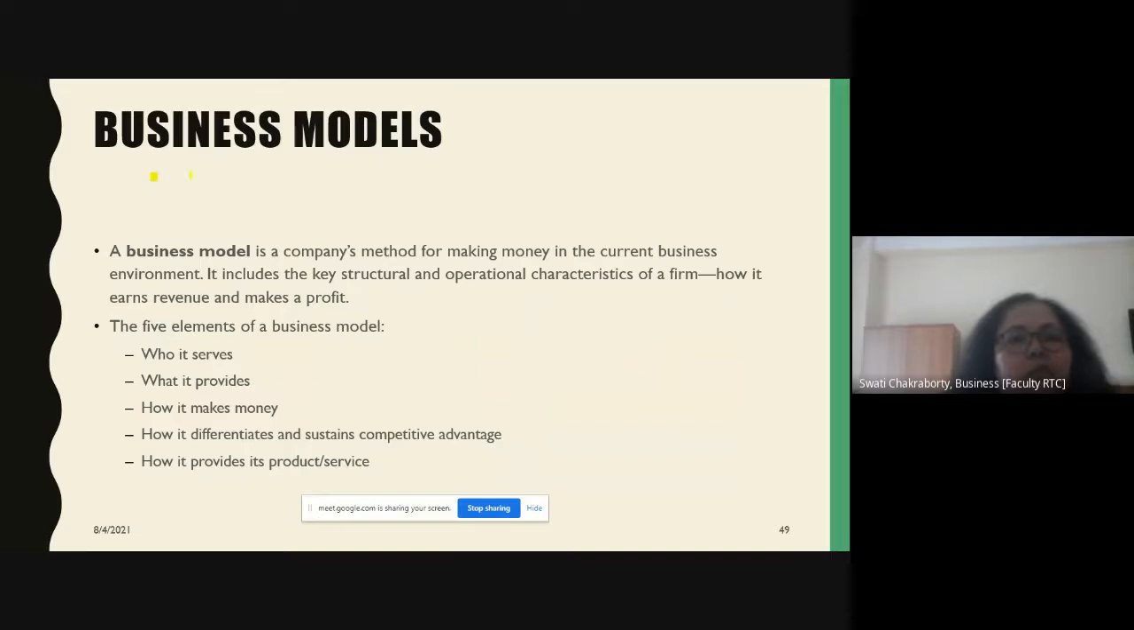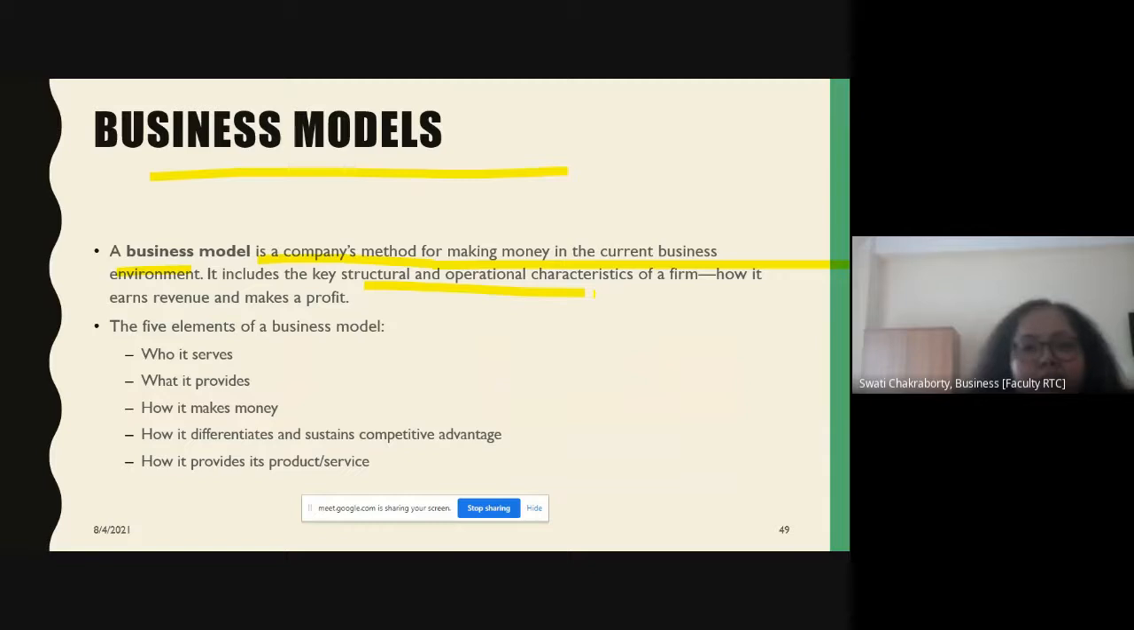Okay. Business models, next thing. So, what is a business model? It's a company's method for making money in the current business environment, which comprises the key structural and operational characteristics of the firm, how it can earn revenue and make a profit. There are five elements in a business model: who it serves, what it provides, how to make money, how it differentiates and sustains competitive advantage, and how it provides its products or services.